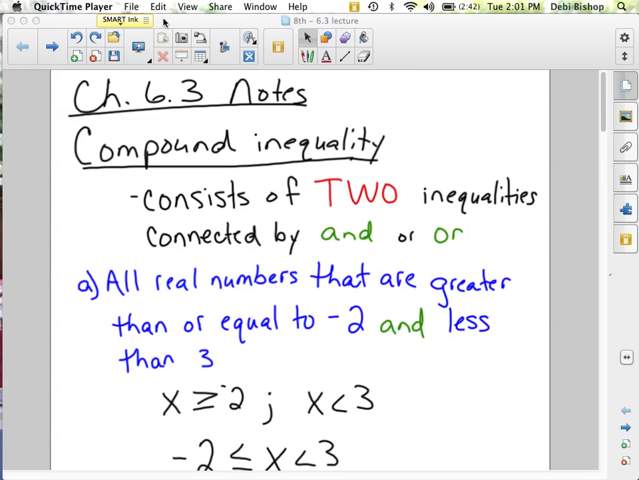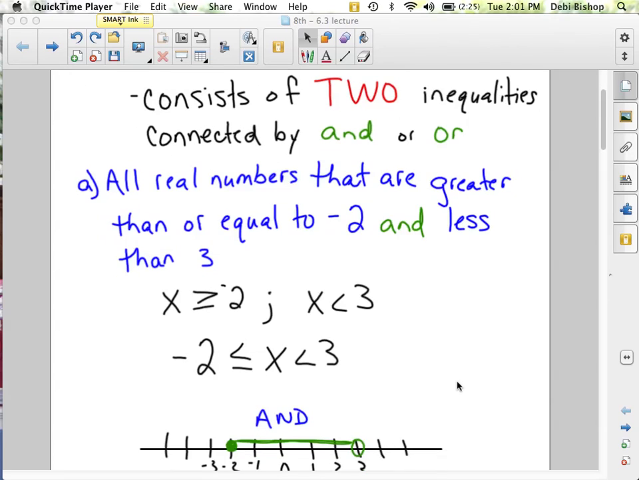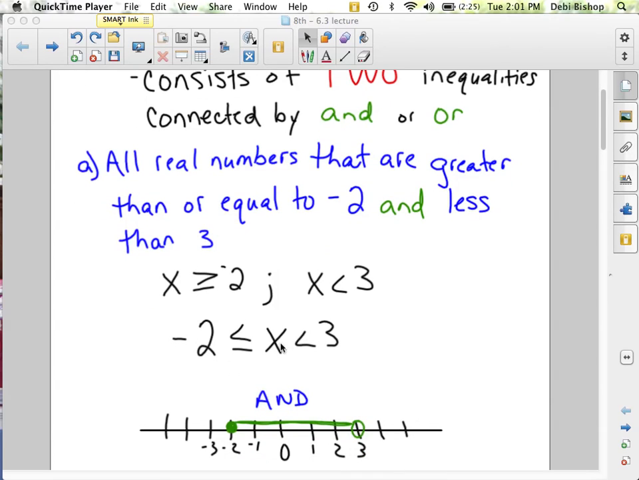For example, if we were to write all real numbers that are greater than or equal to -2 and less than 3, I start off by doing two different inequalities. I start with x is greater than or equal to -2, and I also write x is less than 3. When you have an "and" statement, you combine it into one sentence, or one type of inequality. So here you can see x is less than 3.